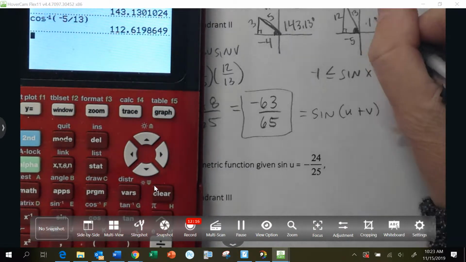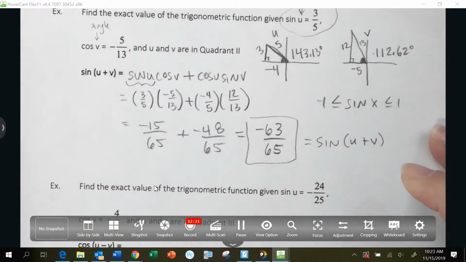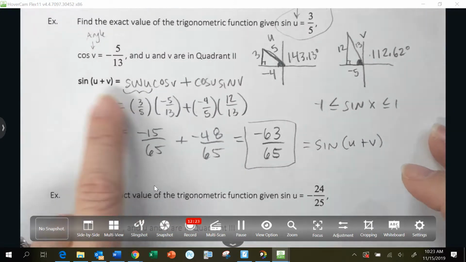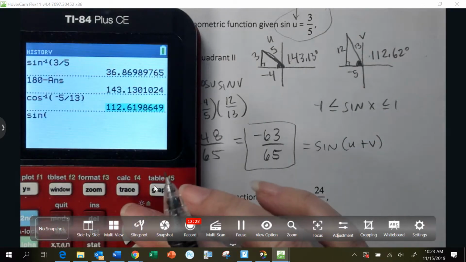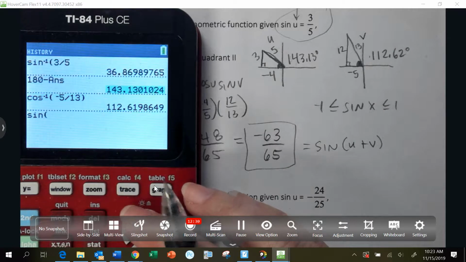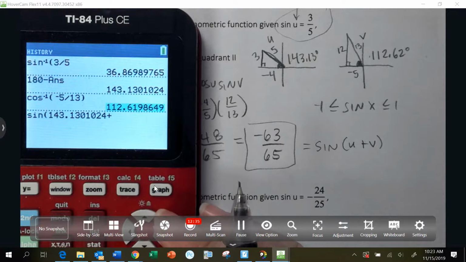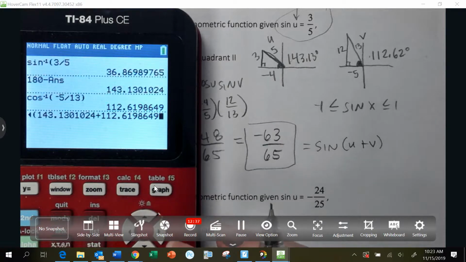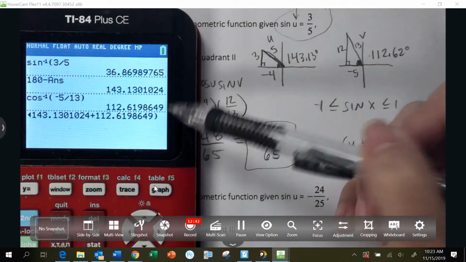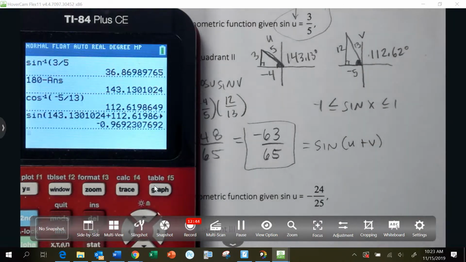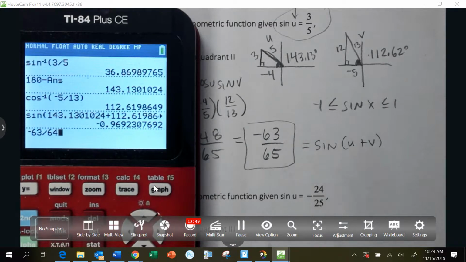And then this angle here would be inverse sine of 12 divided by 13, which gives me 112.62 degrees. So now, if I just do the sine of u plus v, I have the newer calculator, so I'm just going to go grab those answers to make it as accurate as possible. So what I'm doing is the sine of this angle plus that one, I get negative 0.969. What is negative 63 divided by 65?